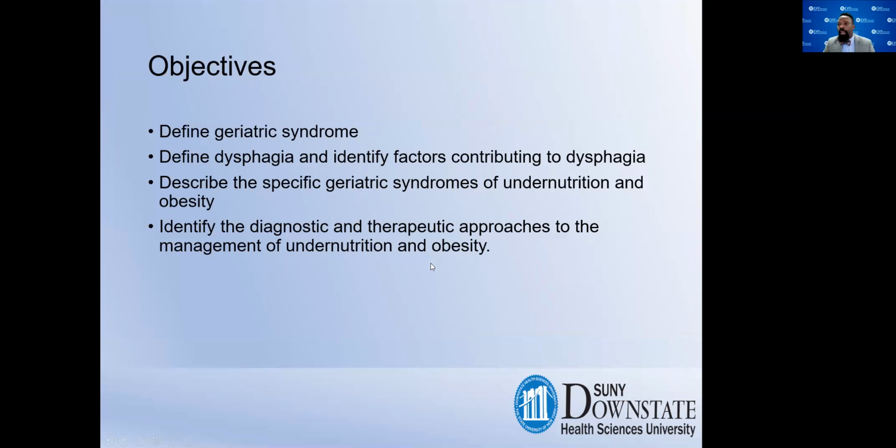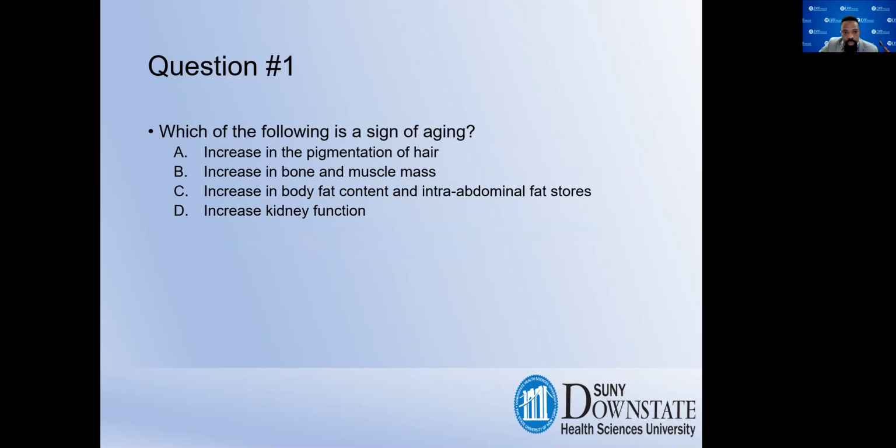So, what are our objectives? By the end of this talk, the learners, that's us, should be able to define geriatric syndrome. In addition, we should be able to define dysphagia and identify some of the factors contributing to dysphagia. We should also be able to describe these specific geriatric syndromes of undernutrition and obesity. And finally, to identify the diagnostic and therapeutic approaches to the management of nutritional disorders, undernutrition and obesity.